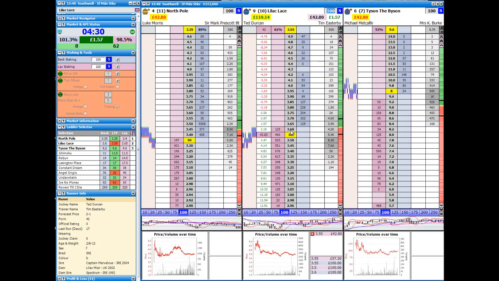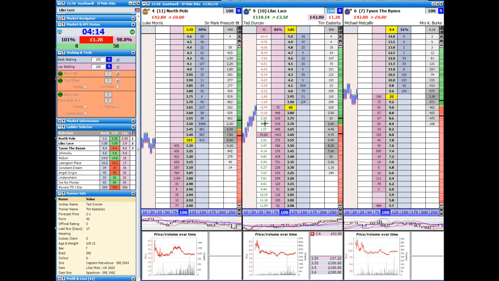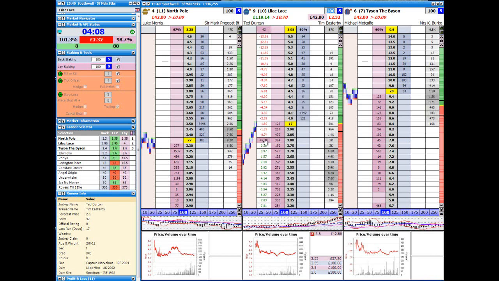The second favourite looks quite a safe bet here. I'm saying it shouldn't drift out, but of course it was. So my assumption that it was fairly safe, that it was going to be just hovering around 3.7, 3.75, wasn't correct.